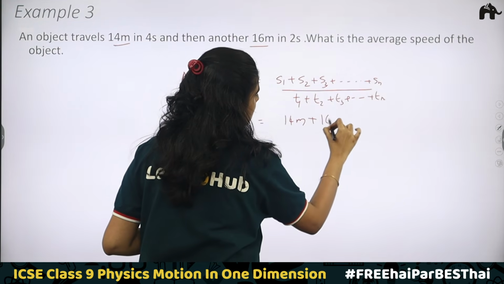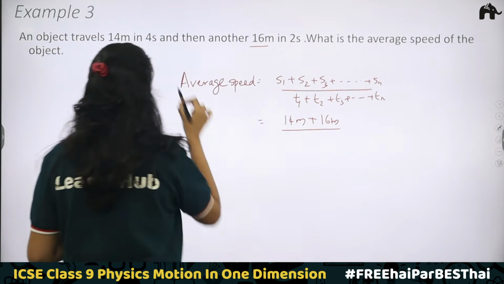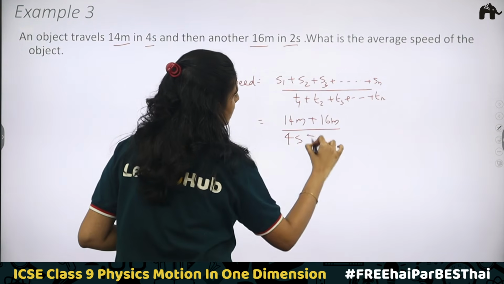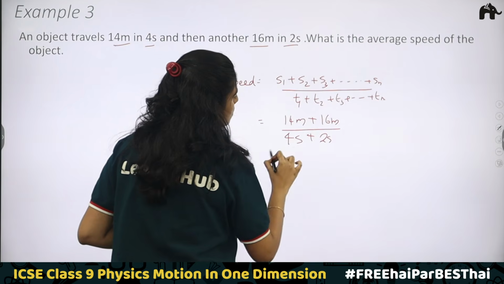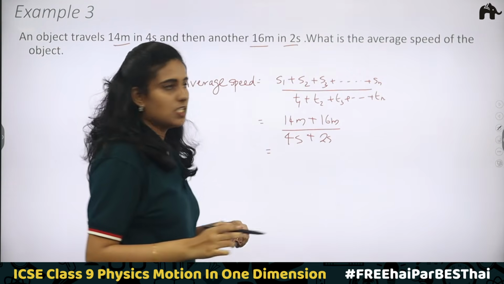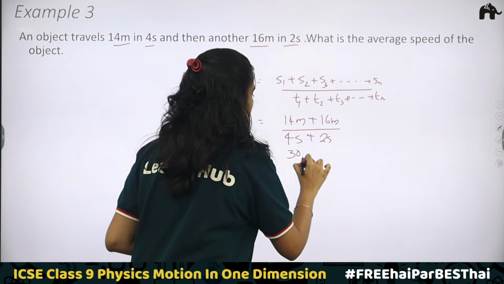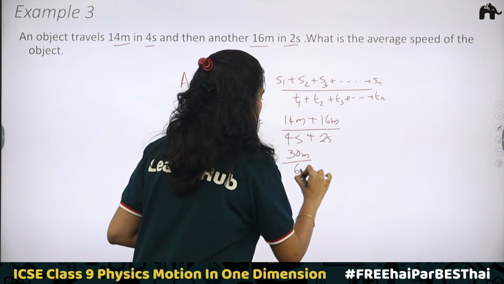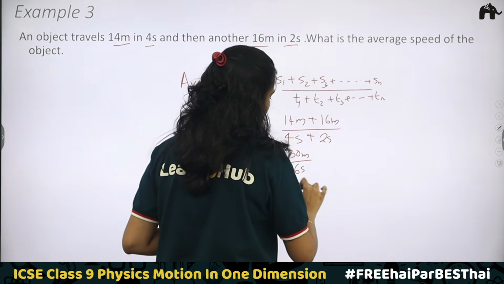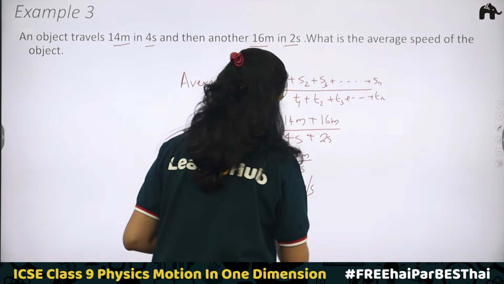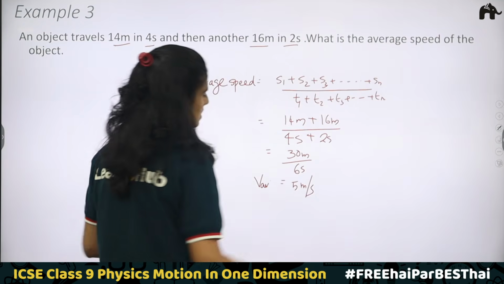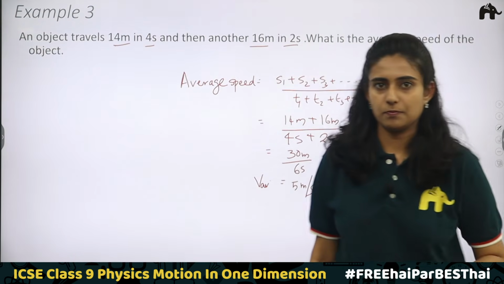14 meters plus 16 meters divided by 4 seconds is the first time, and for the second we have 2 seconds. So 14 meters plus 16 meters gives you 30 meters, divided by 4 seconds plus 2 seconds, which is 6 seconds, which is equal to 5 meters per second. So the average speed, which we can represent as V average, is equal to 5 meters per second.